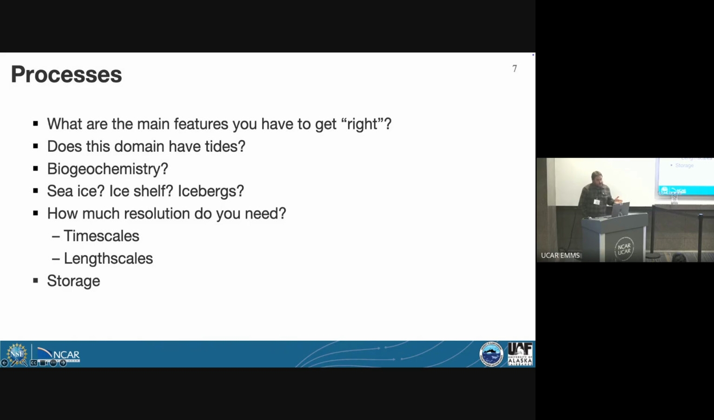One aspect to also consider is storage. Depending on the question and the type of feature, you may need to save high frequency temporal output, for example, and so storage will potentially start to be an issue. That may constrain how big your domain is going to be, because if you can run the model but not store the data and analyze it, it's not very useful.